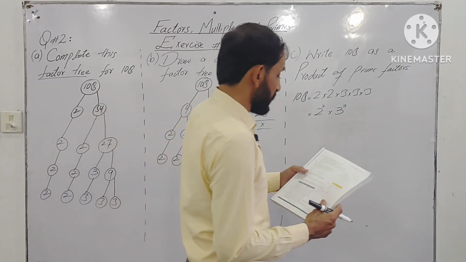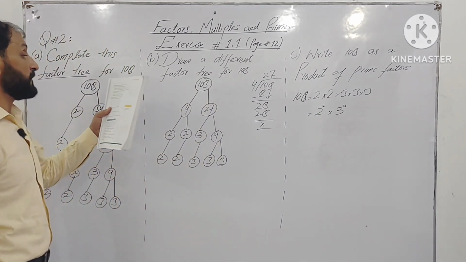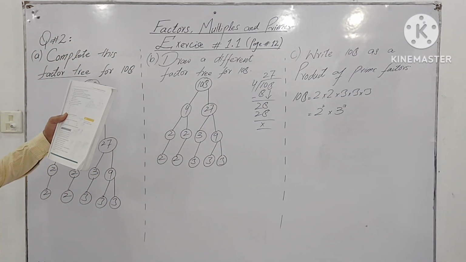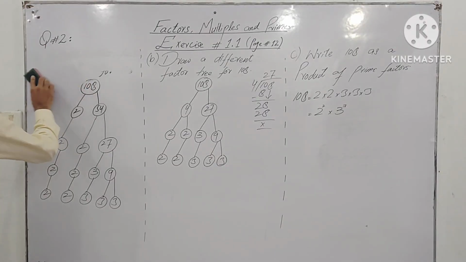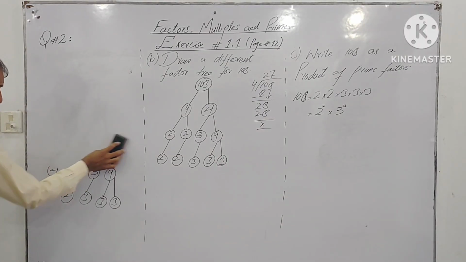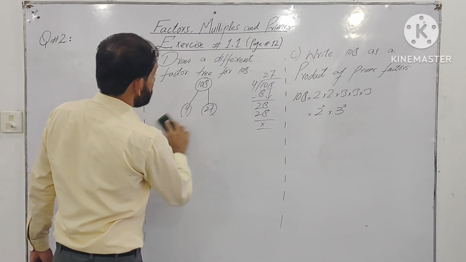Now we will start the next question, that is draw a factor tree. Question number 2 is: draw a factor tree for 200 that starts with 10 and 20. The concept of the factor tree is very important, and we can find the same prime factors by using the division method.